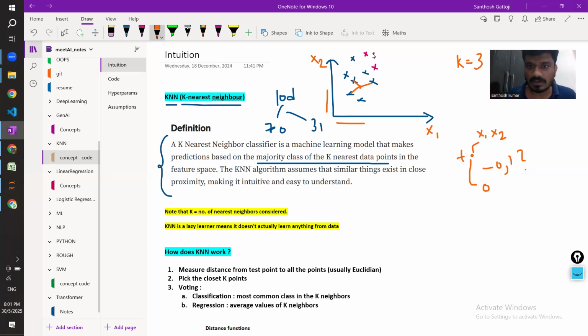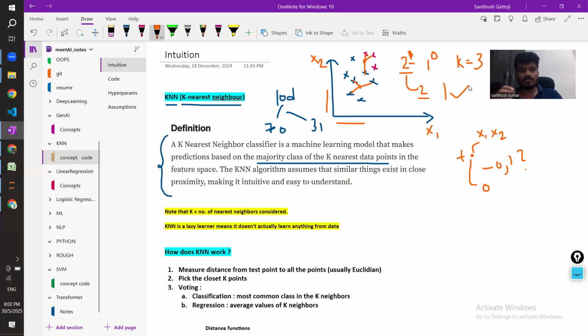For example, let's say our data point is falling here. Then let's say 1, 2, 3. In that, we have 2 ones and 1 zero. Majority is 1. So it will say, hey, 1 is my prediction. So that's what it does. It just calculates the majority and gives it to you.